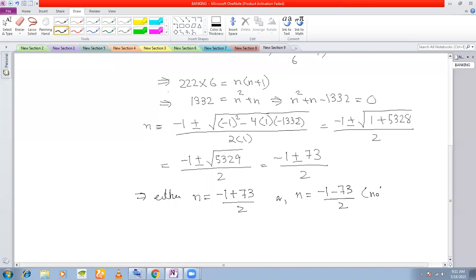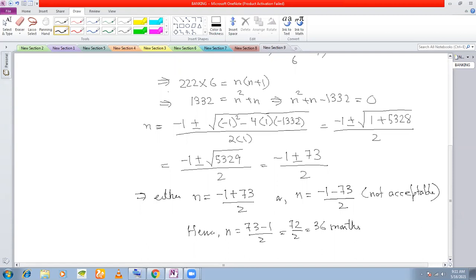This is not acceptable because it is negative. Hence, n must be equal to the first one, 73 minus 1 divided by 2, which is equal to 72 by 2, which is equal to 36 months. Clear? We'll move on to the last sum now.